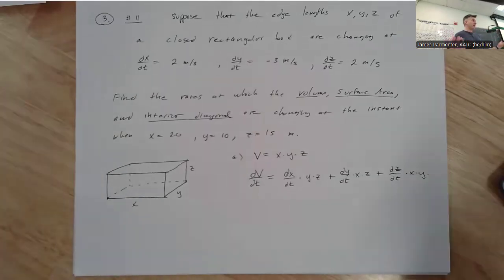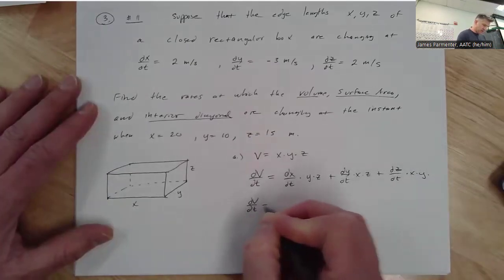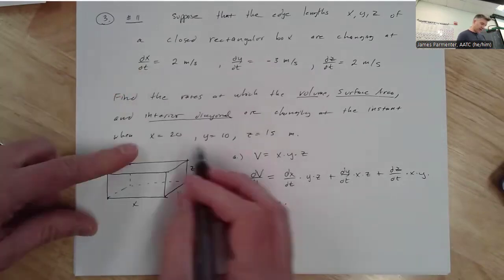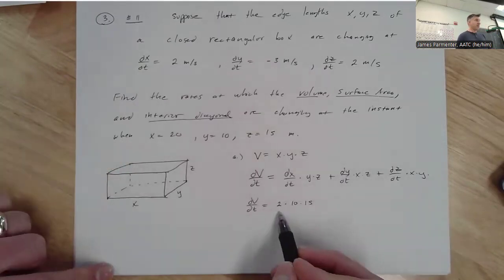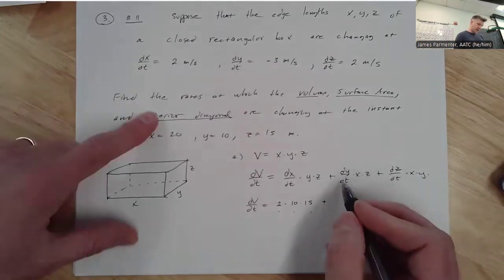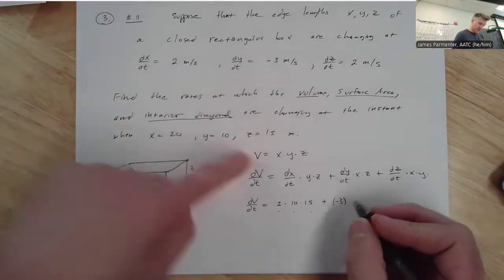You're just going to plug in the numbers and find a result, right? Here we're going to get dV/dt is equal to, let's see, dx/dt is 2 meters per second times, y is 10 and z is 15. And it will be meters per second times meters times meters, so it'll be meters cubed per second, which is a rate of change of a volume. Great. And then dy/dt is negative 3 times x times z, which is 20 times 15.